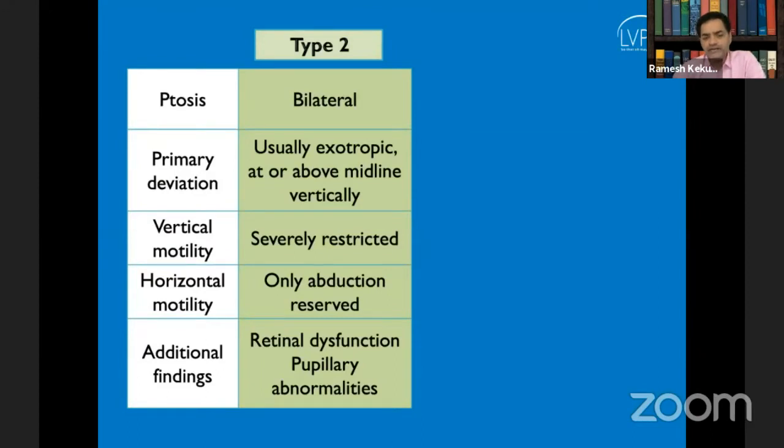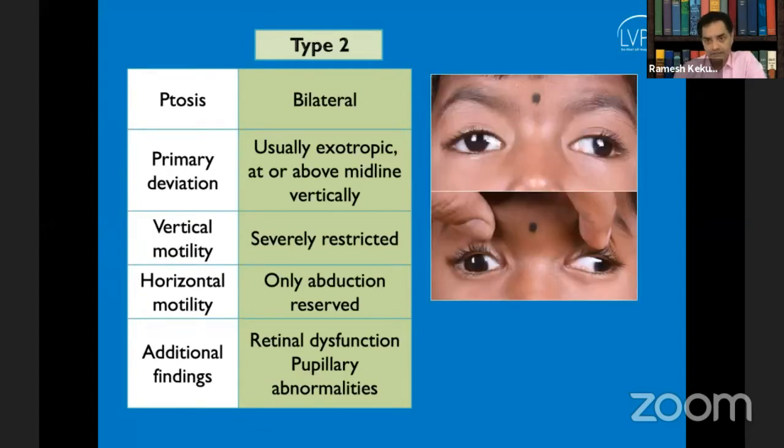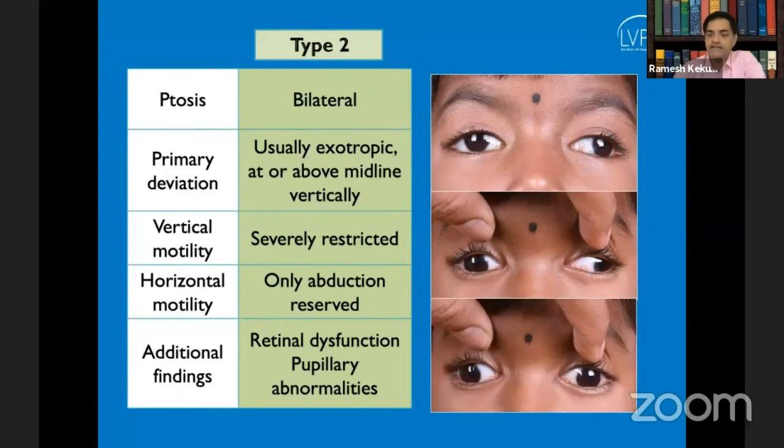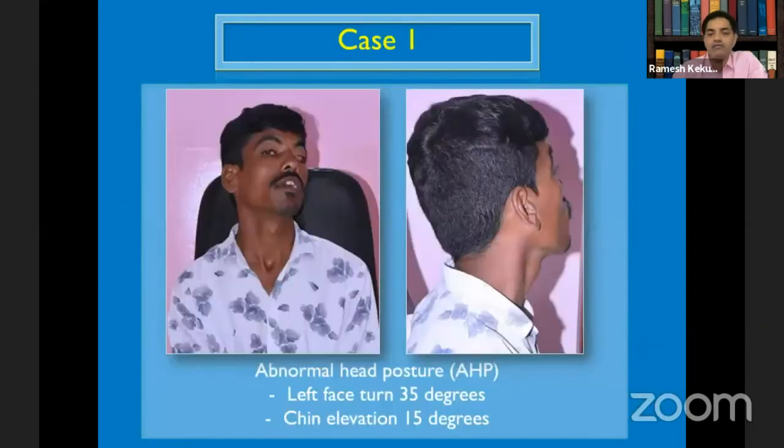In type 2, there are additional findings we need to be careful about: retinal dysfunction and pupillary abnormalities. They will usually be exotropic, as you are seeing in this patient here. Type 3 is mostly unilateral, and I don't see much of a neurological finding, but in the literature, it's been stated that most of them can have neurological findings. I would present 3 cases of these types.